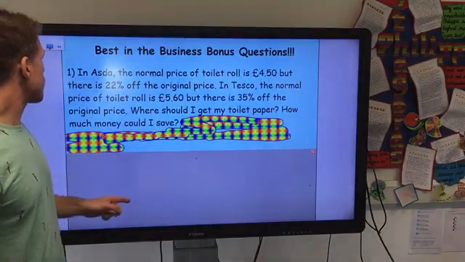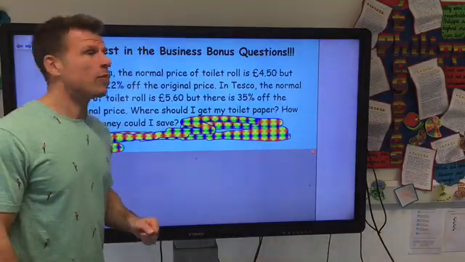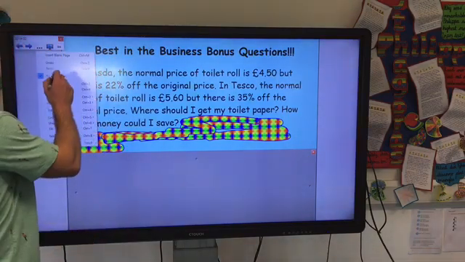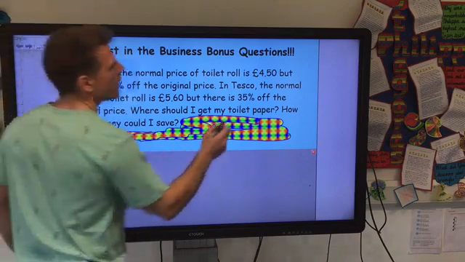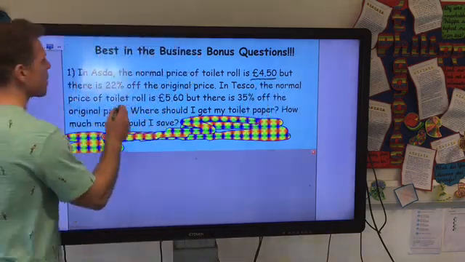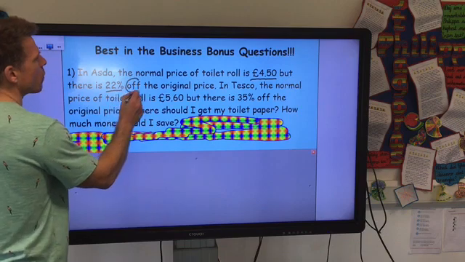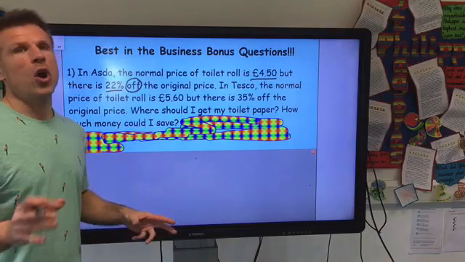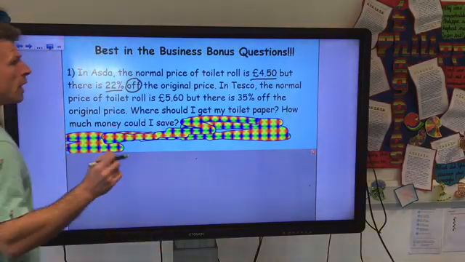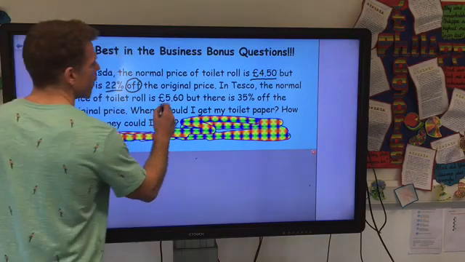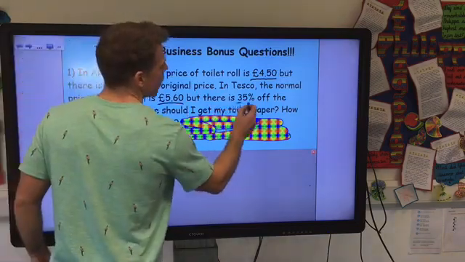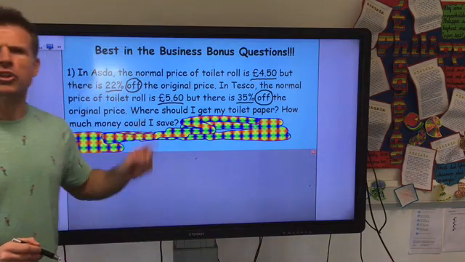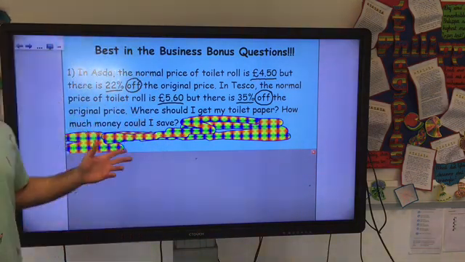First one. In Asda, the normal price of toilet roll is £4.50, but there is 22% off. So my key bits of information is £4.50, which is the price, and 22% off. Now it's really important that you know the difference between 22% off and 22% of, and I'll come to that in a minute. In Tesco, the normal price of toilet roll is £5.60, but there is 35%, I'm going to circle it again because it's really important, off the original price. Where should I get my toilet paper? How much money could I save?